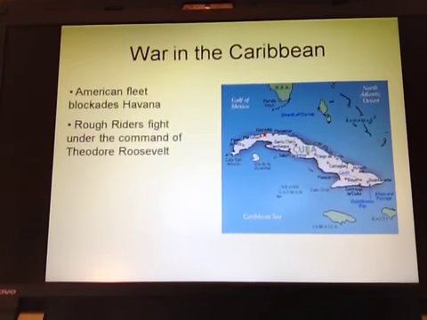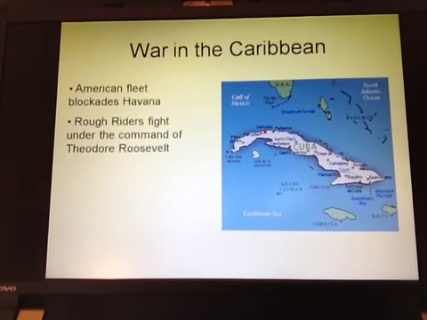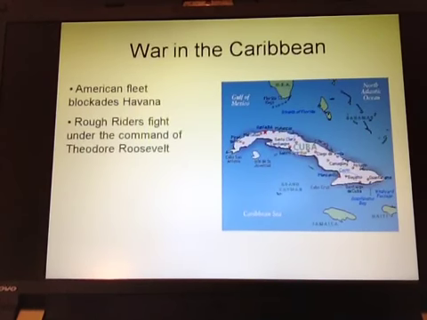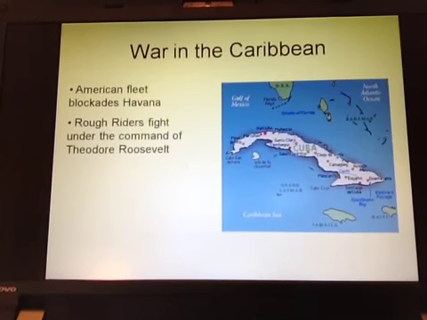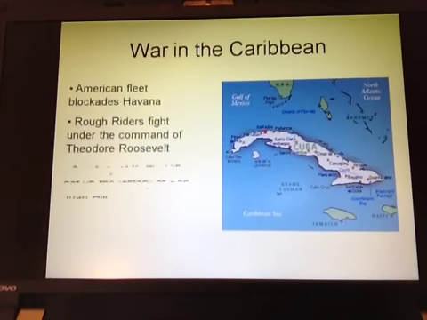Teddy Roosevelt had been the Assistant Secretary of the Navy and actually ordered the opening of fire in the Philippines. But then he becomes quite bored with his desk job in the Navy and leaves it to lead and command a cavalry unit called the Rough Riders in Cuba, and gets a lot of fame for that.